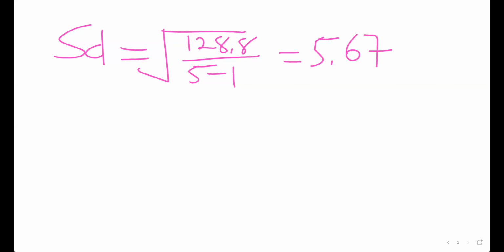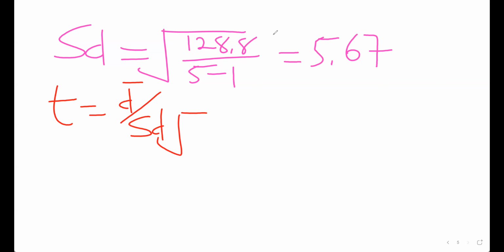5.67. That is the answer that you eventually get after getting it in 2 decimals, getting it in 4 decimals and bringing it back to 2 decimals. Okay, now that we've gotten it, we can calculate the test statistic. How do you calculate it? The formula says T equals D bar over the standard deviation over the square root of N.